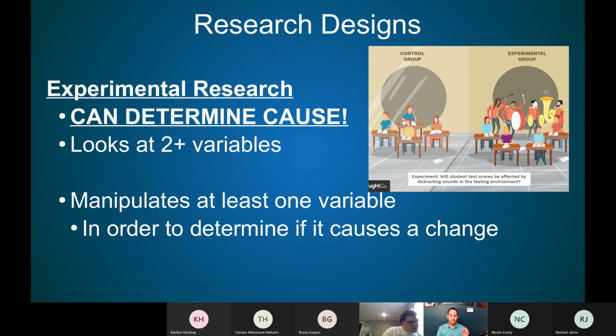So experiments, you need at least two variables, and then you manipulate one of those two variables in order to determine that the variable you changed and manipulated affected the other variable. So let's use the example here of test scores as one variable and music or noise level as another. We've got a group of students taking a test in a quiet room. You might say that's your control group. And then you have a group of students taking the test in a loud room where there's a brass band playing. So that's your experimental group. So you have your two variables: music or noise level, and your second variable is test score.